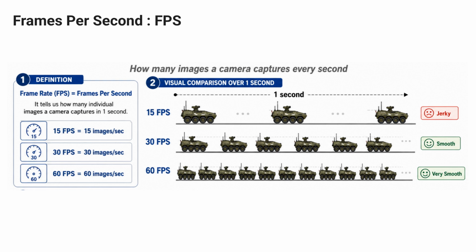A lower frame rate makes movement look jerky, while a higher frame rate produces smoother video and captures moving objects more frequently. For unmanned ground vehicle cameras, FPS directly affects navigation visibility, obstacle tracking, bandwidth, processing load, and storage requirements.